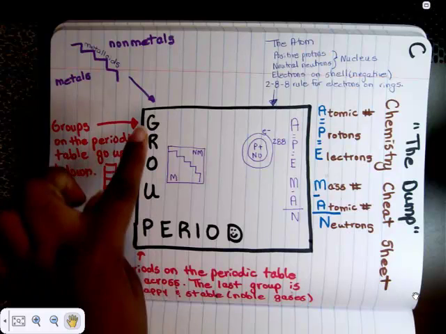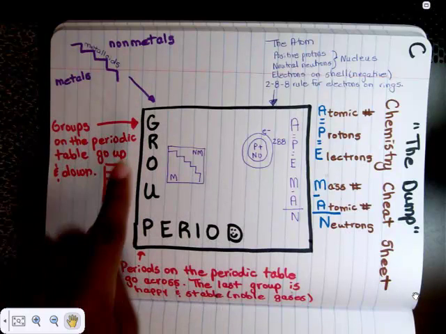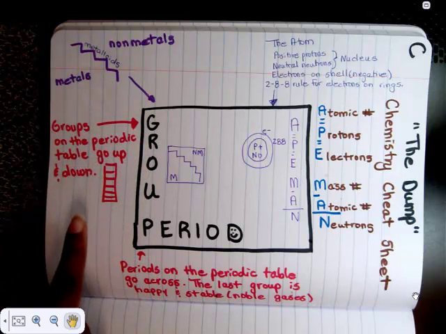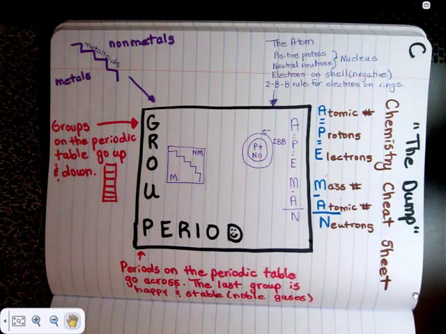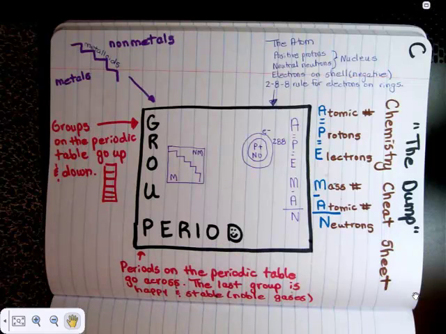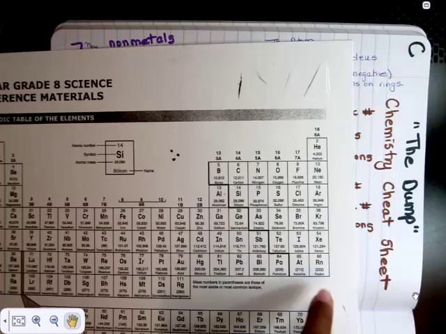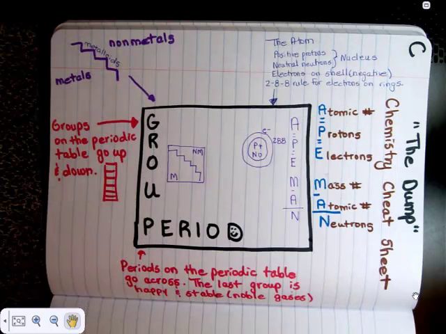So over here we wrote the word group and period. This is to remind you that groups go up and down on the periodic table. This is to remind you that periods go across on the periodic table. And we put a little happy face here because that's a reminder that the last group, which is your noble gases, are the happy and stable ones.